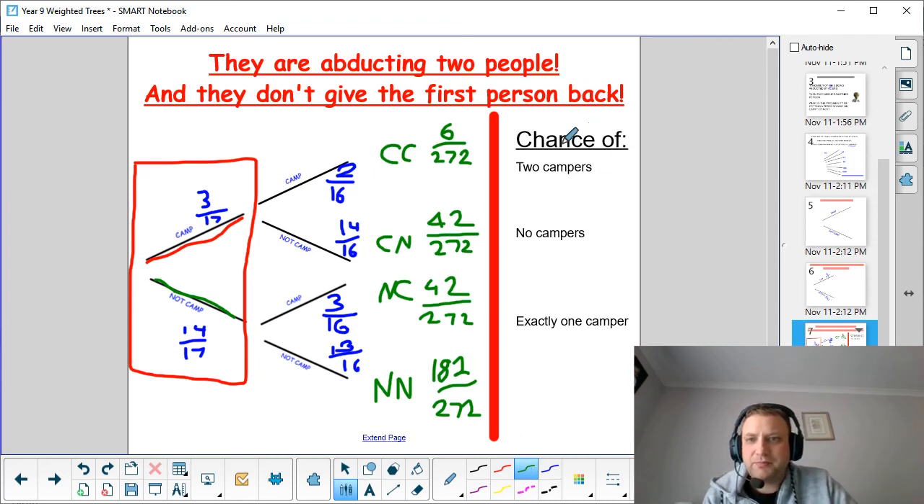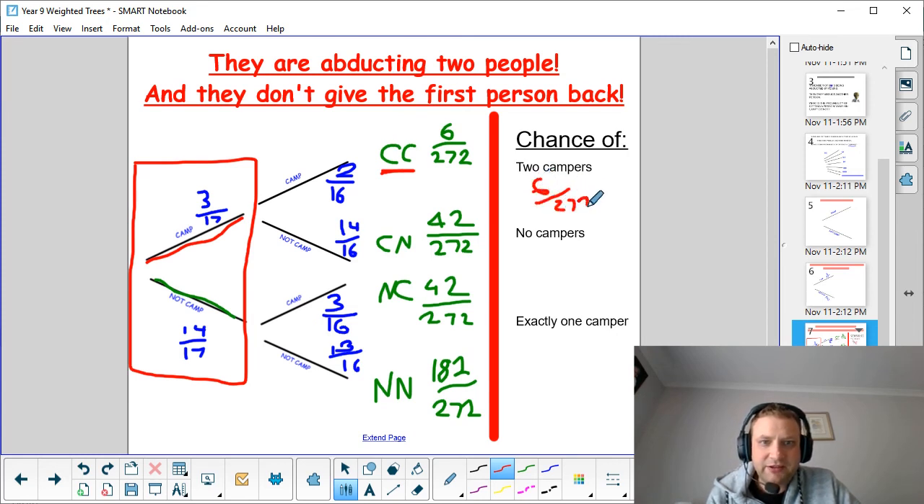So once you've filled out your tree, get asked simple questions like, what is the chance of getting 2 people who went to camp? And you can just quite clearly look at the section where you've got 2 campers, right? That's just this one up here. Right, this is the only event where I've got 2 C's. So it's 6 out of 272, and then you can let your calculator simplify that down. The chance of getting no campers, right, that's just down here, N and then N, right, there are no C's in this, so that's 182 out of 272 before you let your calculator simplify it.